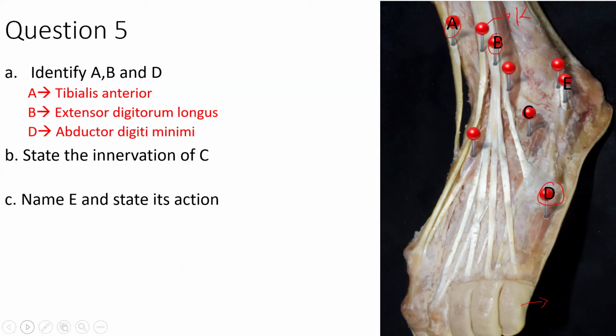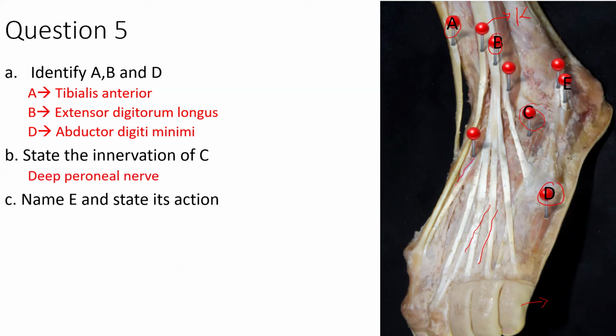Okay, abductor digiti minimi. So we've been asked to state the innervation of C. C is this muscle on the dorsum of the foot. And you can see it is giving these minute tendons which go to attach to digits 2 through 5. And this muscle C is the extensor digitorum brevis, which is innervated by the deep peroneal nerve.